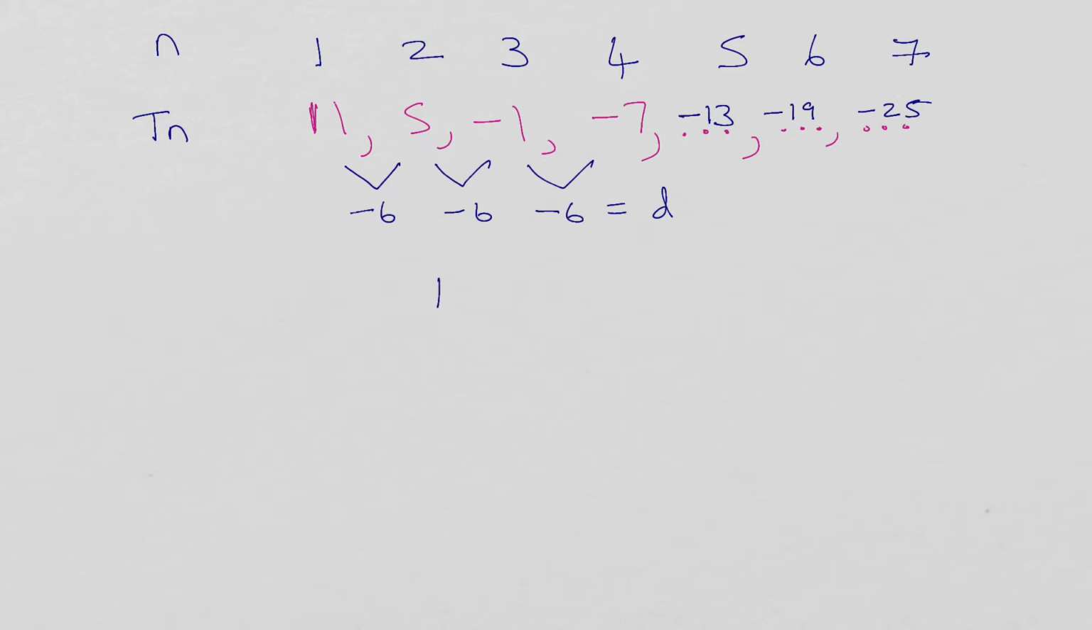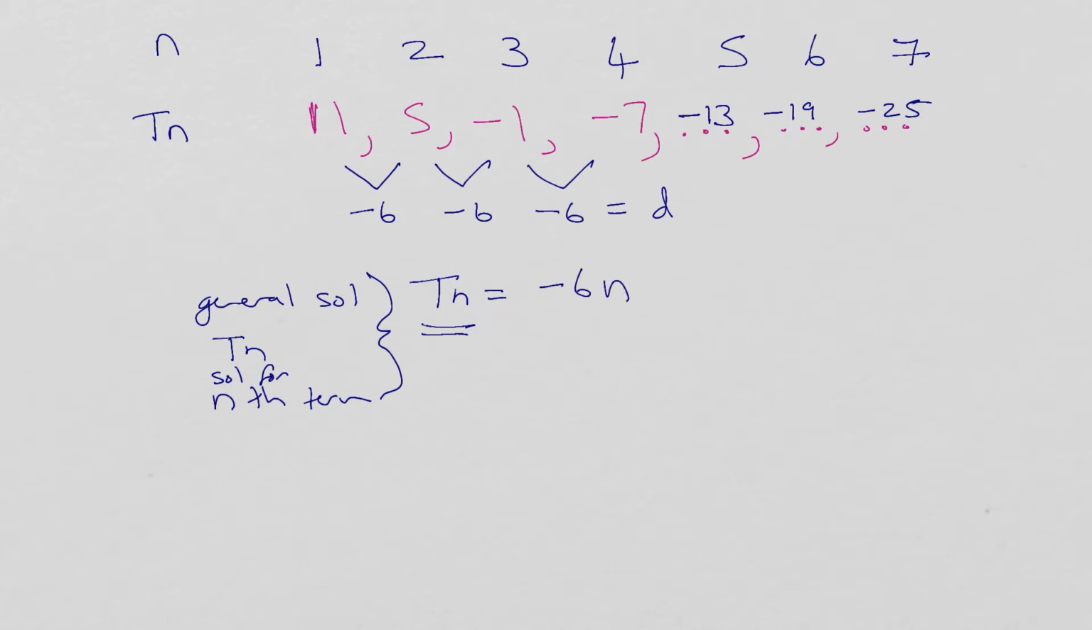So immediately for your general solution or the nth term, you must understand what they're asking. They can ask you for the general solution, they can ask you for Tn, they can ask you for the solution for the nth term. Now that is the nth term, do you agree? They all mean the same thing. So if they're asking you for Tn, general solution, or equation for the sequence, or solution for the nth term, then that is going to be -6 times n. Of course, the minus matters, it always has.